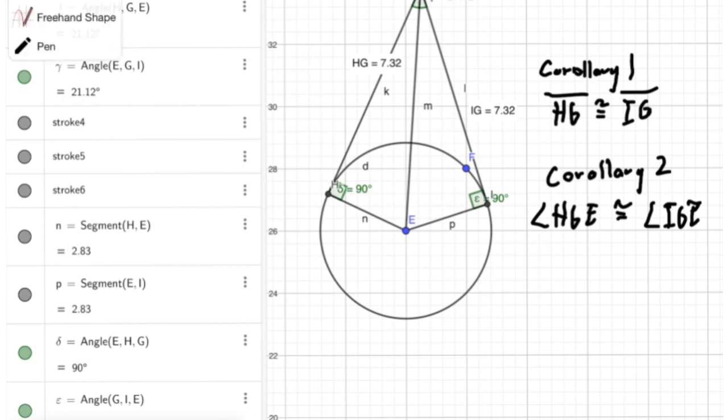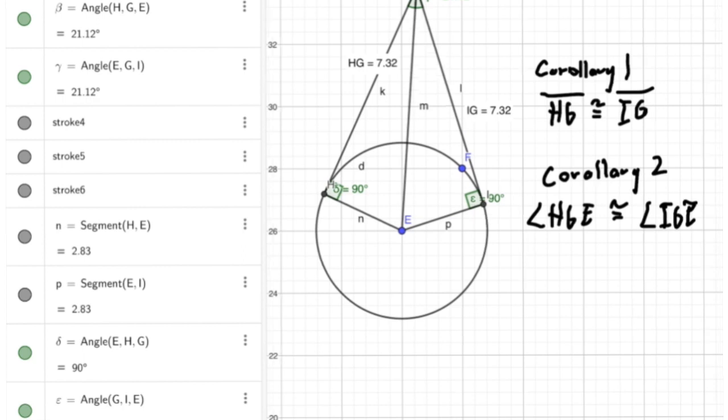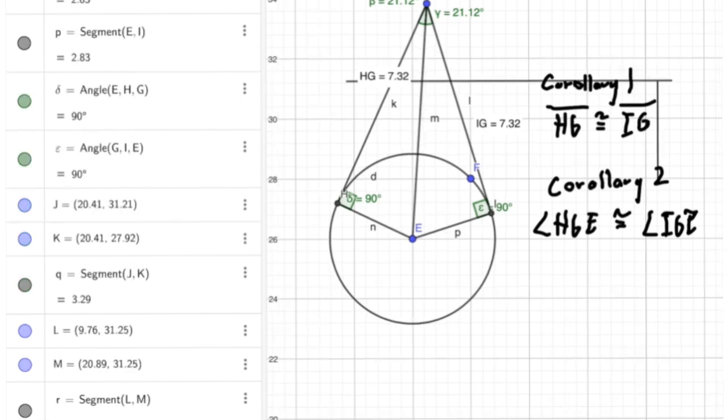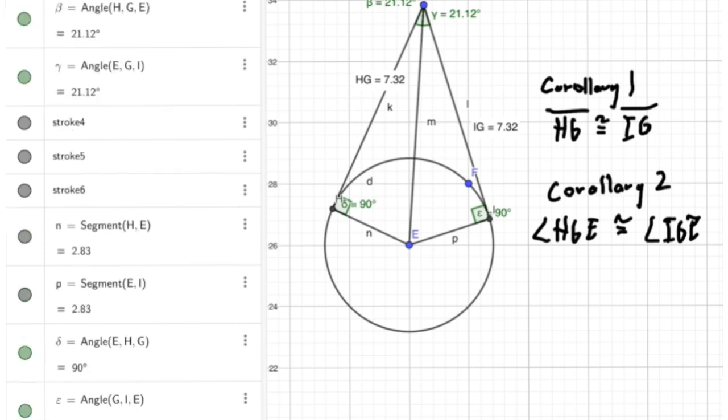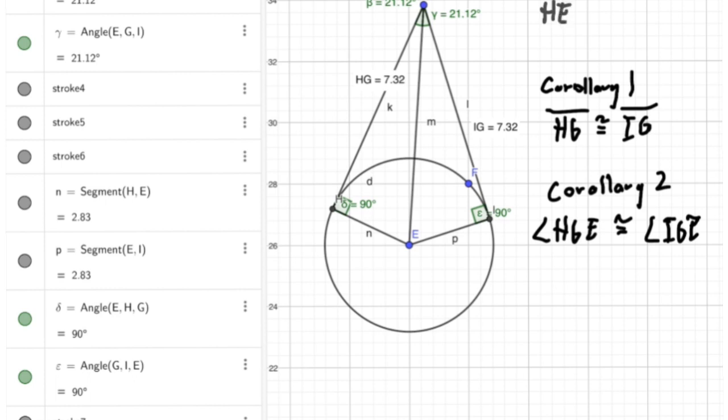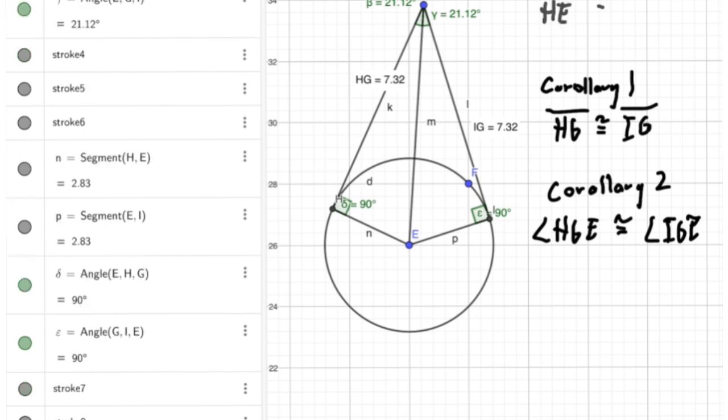It's here and here. There are two right triangles, okay? This is the image we were able to form. The next thing we're going to do is identify what these two triangles have other than the fact that they're both right triangles. Actually, they're going to be congruent also. We stated in corollary 1 that HG and IG are congruent. But also, HE should be congruent to IE.